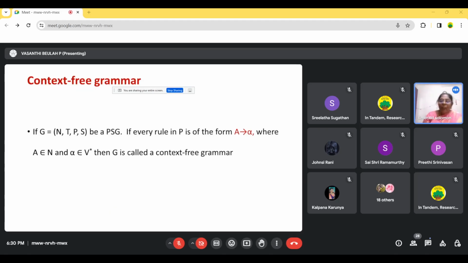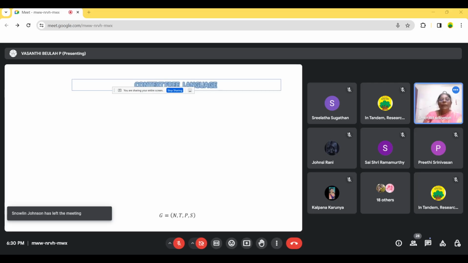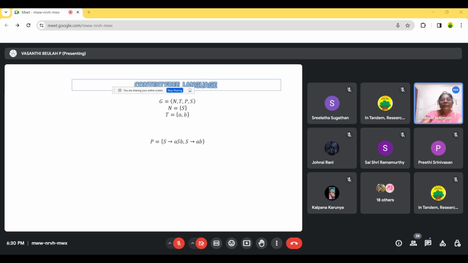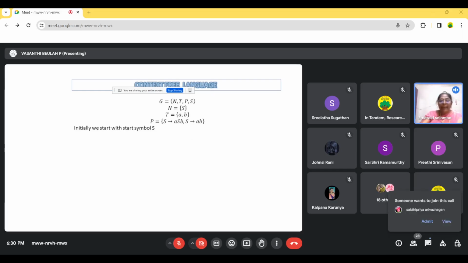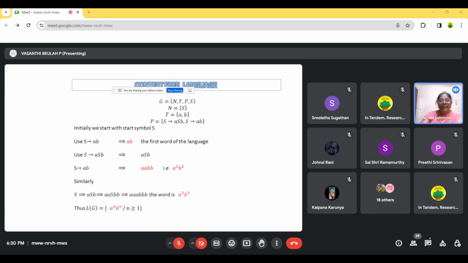Next is context-free grammar. If the rule is of the form just A going to alpha, that is, the left side is a non-terminal and the right side I have all words over the variables, terminals or non-terminals, then it is called a context-free grammar. Next slide. This is the example. I have just two rules, S going to aSb and S going to ab. I start with the first rule and apply it. I'll keep generating as many as I want. If I want a square, b square, I'll apply the rules once and stop. If I want more, I keep applying the rules again and again, and I get the language a power n, b power n. So if you see the production, the left side is just one non-terminal, the right side can be terminals and non-terminals or just terminals. So this is a context-free language.